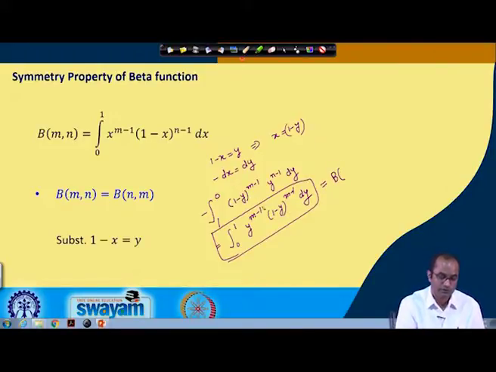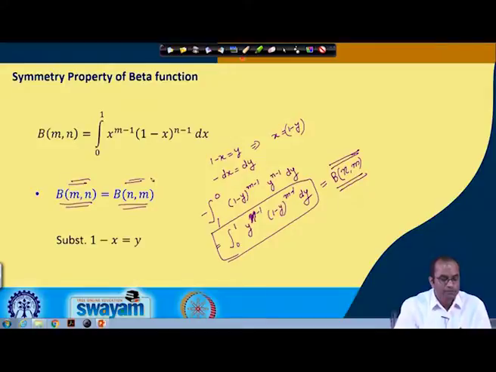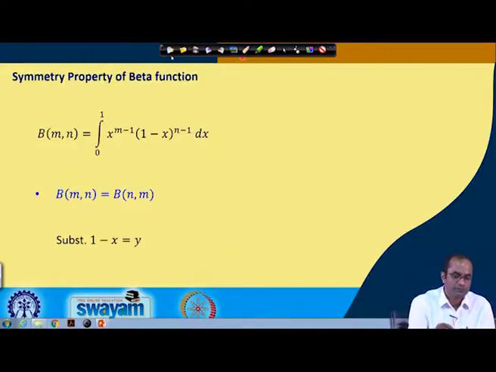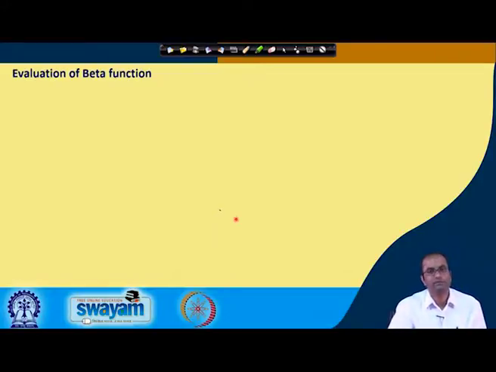So, y to the power n minus 1, so this is n, and (1 minus y) to the power m minus 1, so as per our notation this is beta(n, m). So, beta(n, m) is equal to beta(m, n). So, we have the symmetry property here. It does not matter whether we compute this beta with (m, n) or with (n, m). So, we will keep that in mind for future discussion. And so, how to evaluate this beta function?